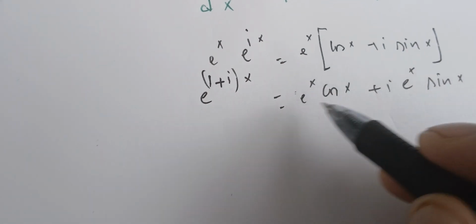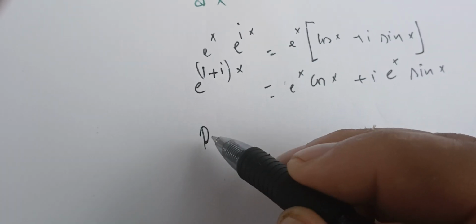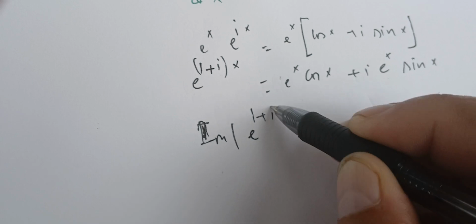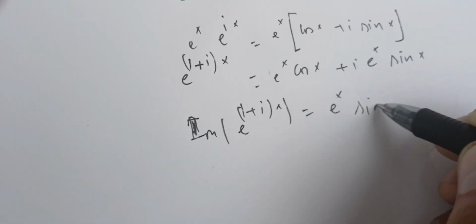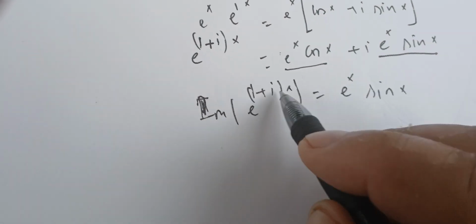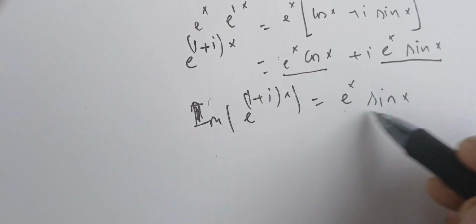And the key is that we note that the imaginary part of e to the (1 plus i)x is e^x sine x. So this is the imaginary part, this is the real part. So differentiating this one is the same as differentiating that one.